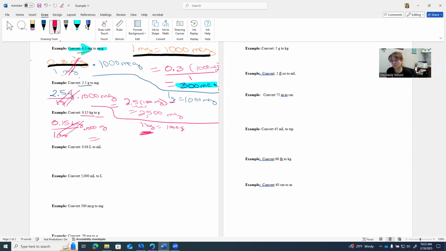Kilograms reduced, that's what we wanted. And then it leaves me 0.5 times 1,000. That means we're just going to move the decimal, there's 3 zeros in 1,000, right? So we're going to move it 1, 2, 3, which is 500 grams.